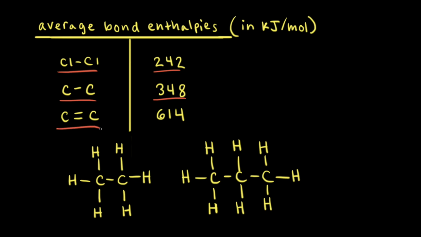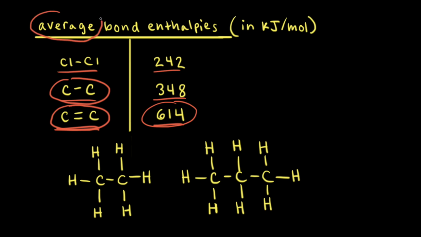A carbon-carbon double bond has a bond enthalpy of 614 kilojoules per mole. Since a carbon-carbon double bond is stronger than a carbon-carbon single bond, it takes more energy to break the double bond, and that's why the carbon-carbon double bond has a higher bond enthalpy. So the higher the value for the bond enthalpy, the stronger the bond. Notice that these are average bond enthalpies, so the average bond enthalpy for a carbon-carbon single bond is around 348 kilojoules per mole. You might see slightly different values for this depending on which textbook you're looking in, but they're all pretty close to the same value.